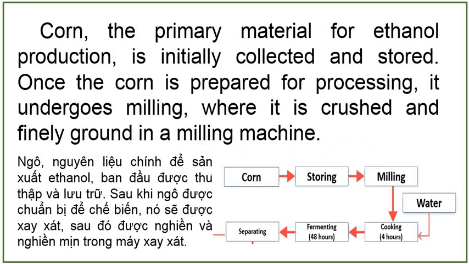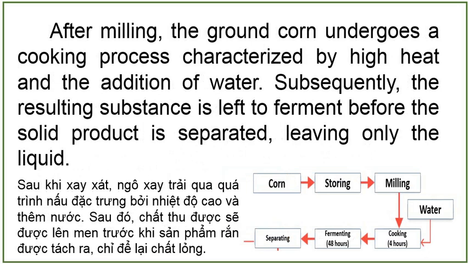Corn, the primary material for ethanol production, is initially collected and stored. Once the corn is prepared for processing, it undergoes milling, where it is crushed and finely ground in a milling machine. After milling, the ground corn undergoes a cooking process characterized by high heat and the addition of water.